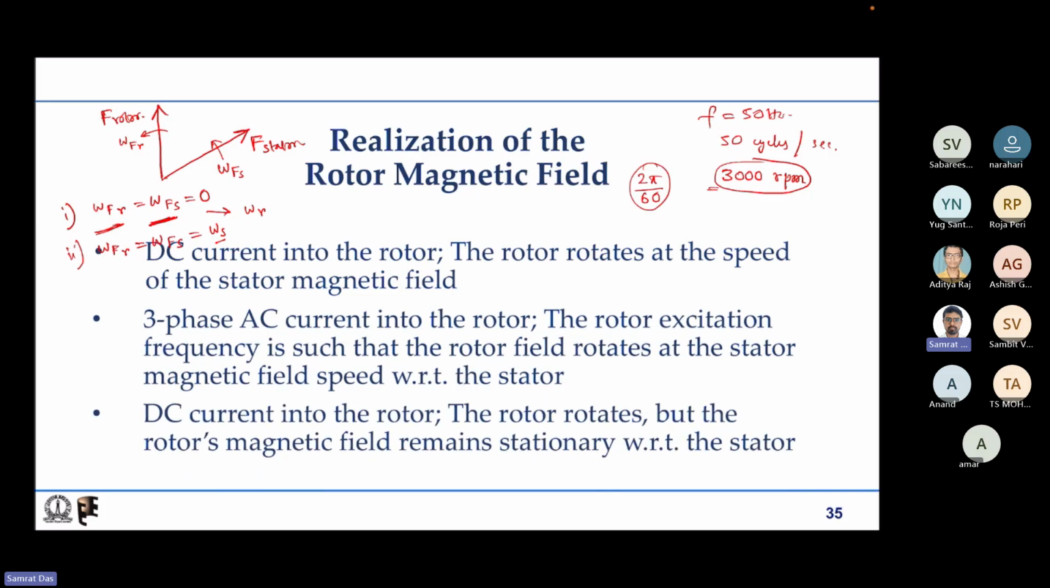And the third way is of course the case for the first case, that is Roman 1, what I have indicated. We can inject a DC current into the rotor, the rotor rotates, but the rotor magnetic field remains stationary with respect to the stator. Let us leave that as of now; which one is which motor, we will realize as we go forward. So these are the three ways by which we can realize some rotor magnetic field.